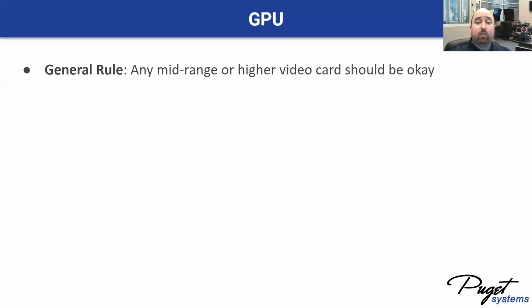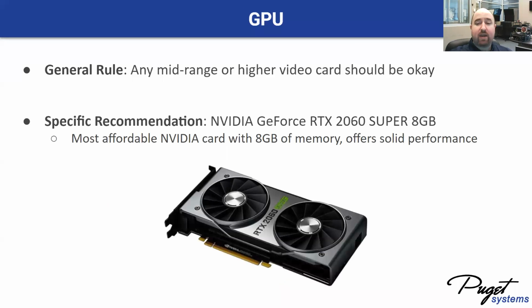On the GPU, as a general rule, any mid-range video card or higher should be okay. A specific recommendation right now would be the NVIDIA GeForce RTX 2060 Super, 8 gigabytes. And I apologize, NVIDIA makes kind of crazy long model names these days. But that's NVIDIA's most affordable card that has 8 gigabytes of memory. Anything below that is going to have 6 or 4 or something like that. And it offers really solid performance.